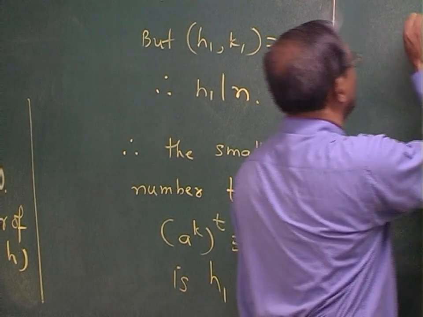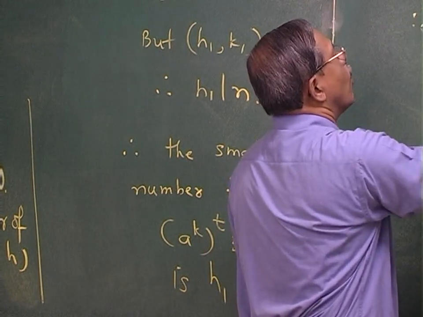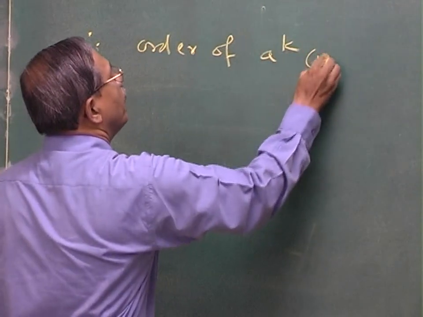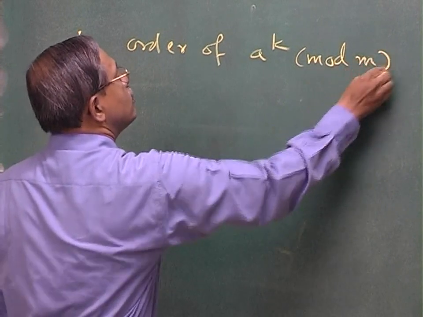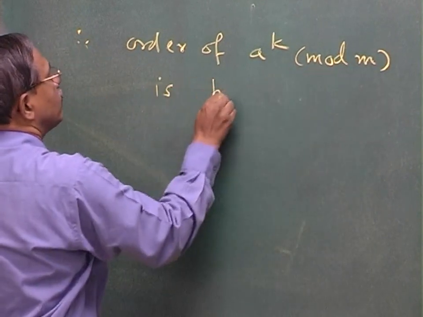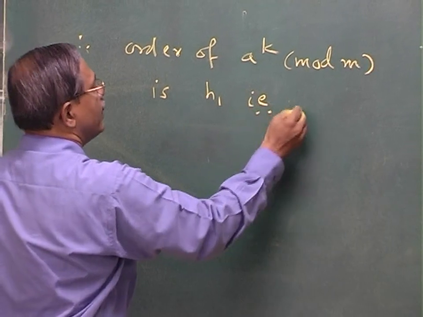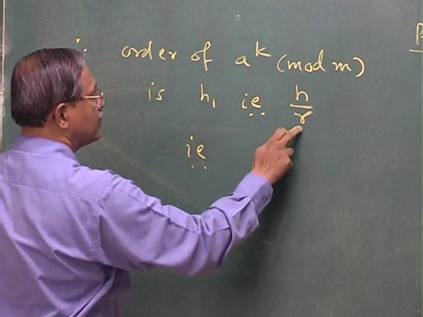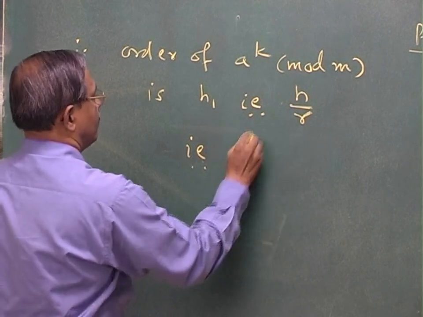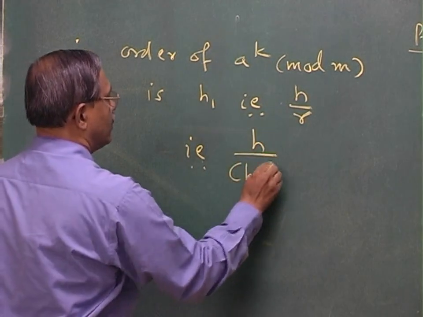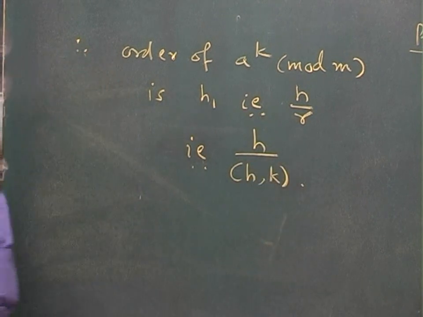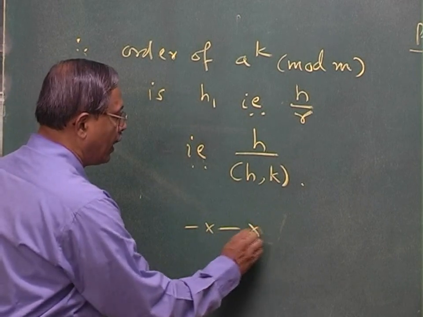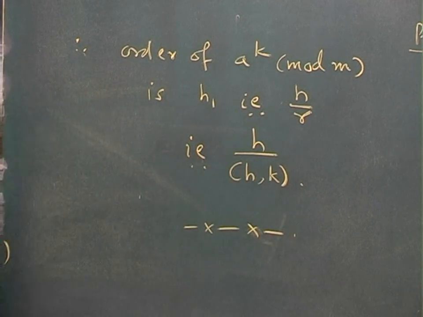Therefore, the order of a raised to k mod m, the order of this residue class, is h1, that is h by r, where r is the GCD of h and k, so h divided by the GCD of h and k. So if you know the order of a, you can find out the order of a raised to k easily by using this result.